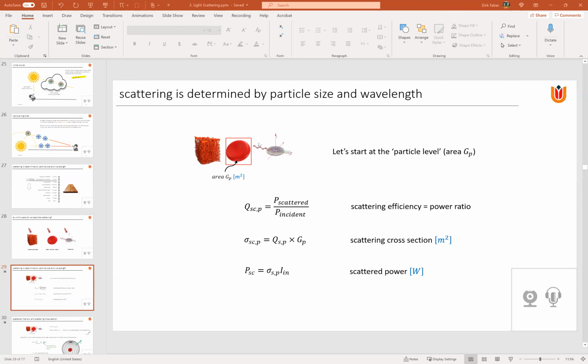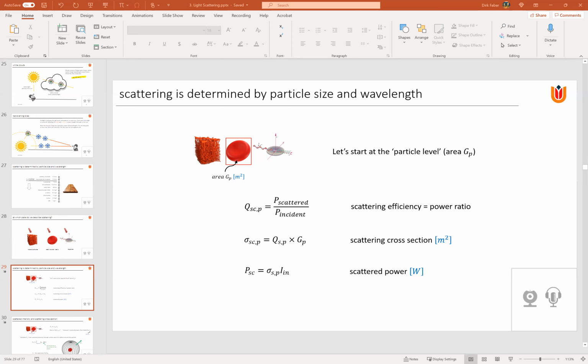So if you start at the particle level, so that is not a vasculature, but maybe the cell or the red blood cell, and maybe the dipole. So let's consider that as a particle for the moment. So let's start there. We'll transition into the dipole.